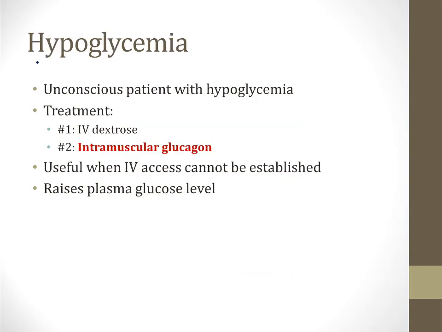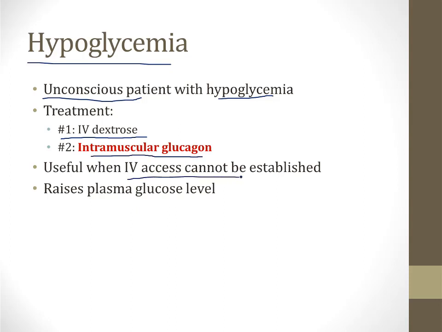There are 2 clinical uses of glucagon that you should be aware of. The first one is in the treatment of hypoglycemia. If a patient is conscious and has symptoms of hypoglycemia, you ask them to drink juice or eat a cookie. However, if you encounter an unconscious patient who is hypoglycemic, there are 2 possible treatments. The optimal treatment is to place an IV and inject dextrose, which will raise the blood sugar level. However, if IV access can't be established, you can give an intramuscular injection of glucagon. This is very helpful out in the field when IV access isn't available, and this will quickly raise the plasma glucose level by glucagon exerting its effects on the liver.